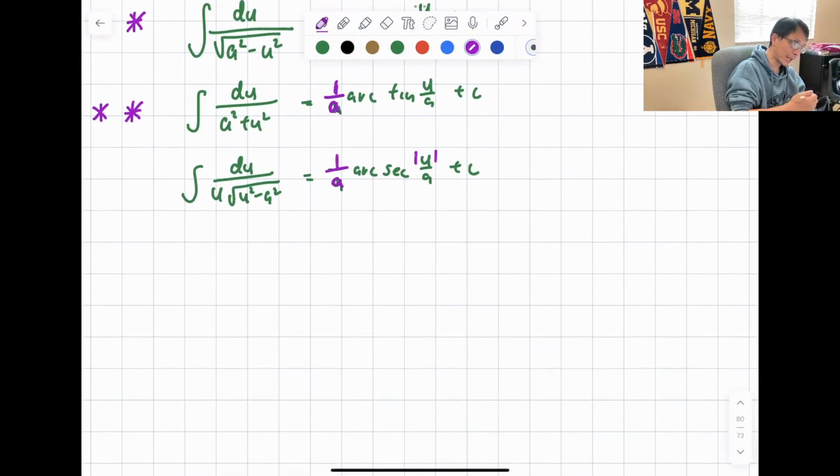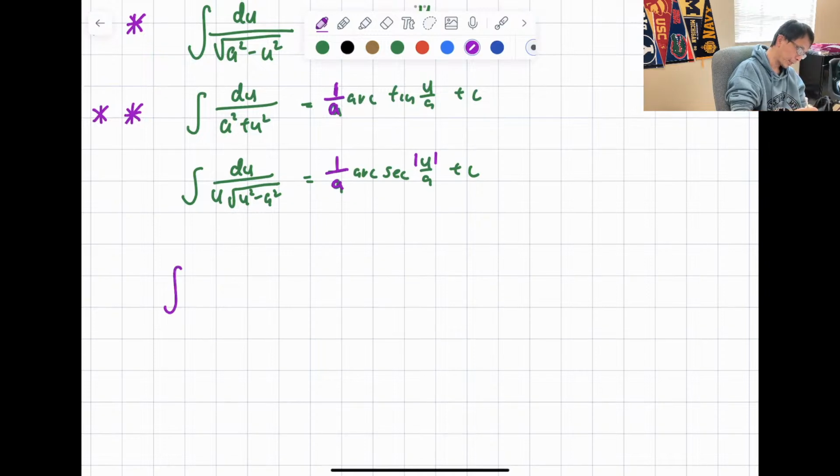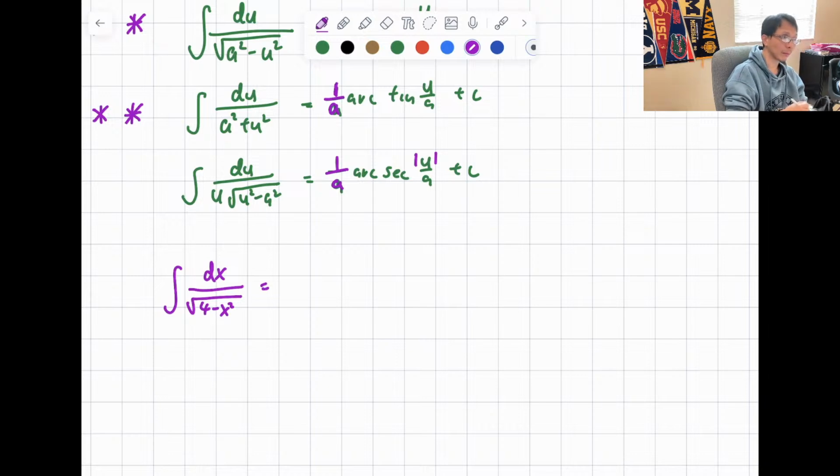Now, with that being said, we can try one. The integration of dx over the root of 4 minus x squared is equal to what? Oh, 2. Oh no, wait. x over 2.